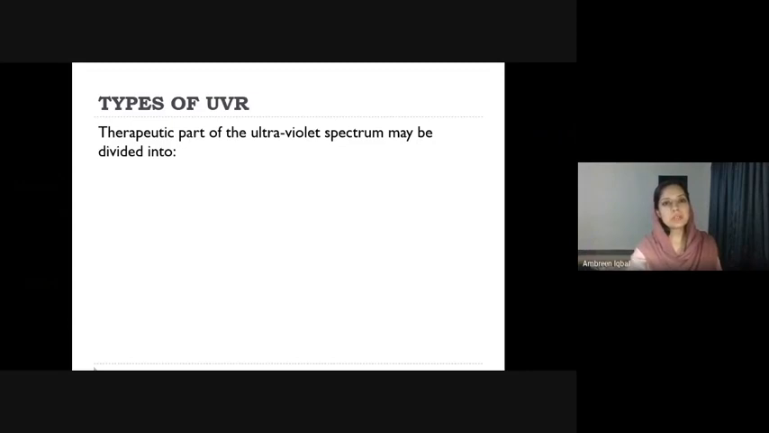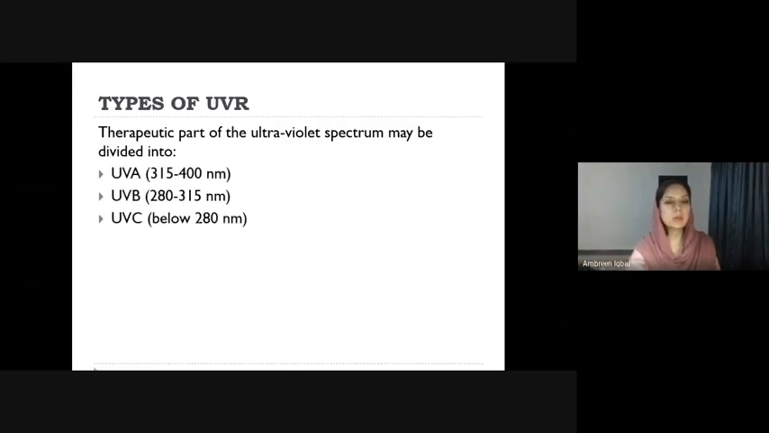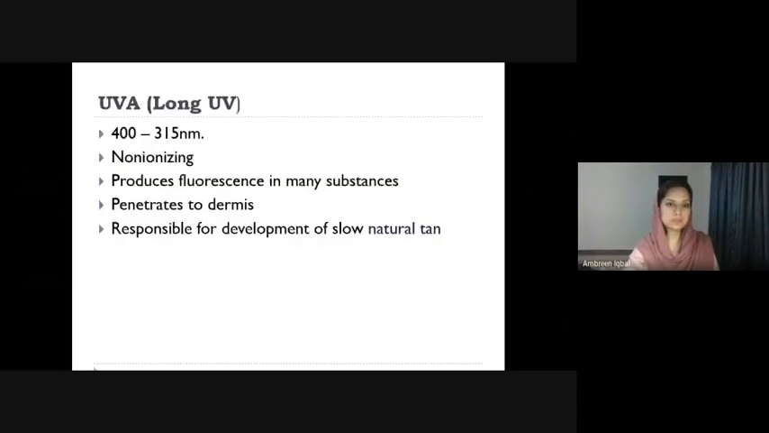There are basically three types of ultraviolet radiation that we are going to choose therapeutically. They are ultraviolet A, ultraviolet B, and ultraviolet C. Ultraviolet A has a different wavelength from B and C. Ultraviolet A lies between 315 to 400 nanometer. Ultraviolet B lies between 280 to 315 nanometer, while ultraviolet C lies below 280 nanometer. So they are classified into A, B, C on the basis of their wavelengths.